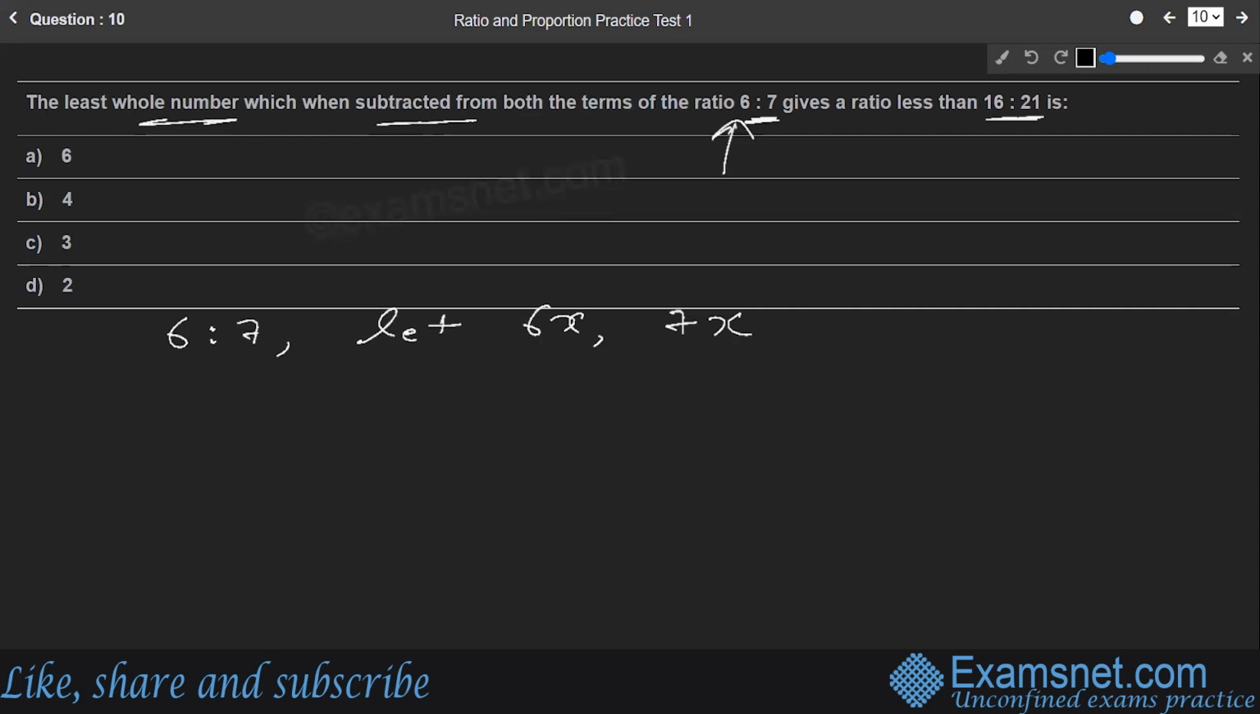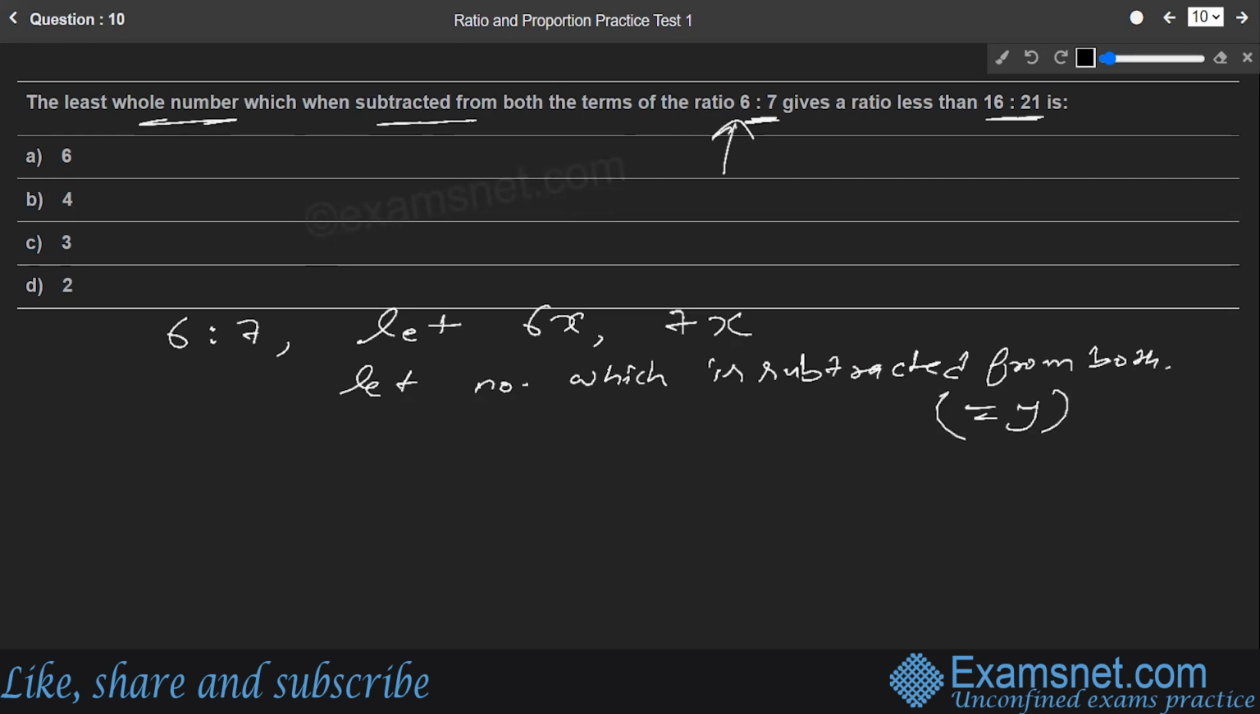Then they say least whole number which when subtracted from both the terms. So there is a number which is being subtracted from both the terms. Let that number which is subtracted from both the terms or both the numbers be y. So if it is subtracted from the first term it becomes 6x minus y, and if it is subtracted from the second term it becomes 7x minus y.